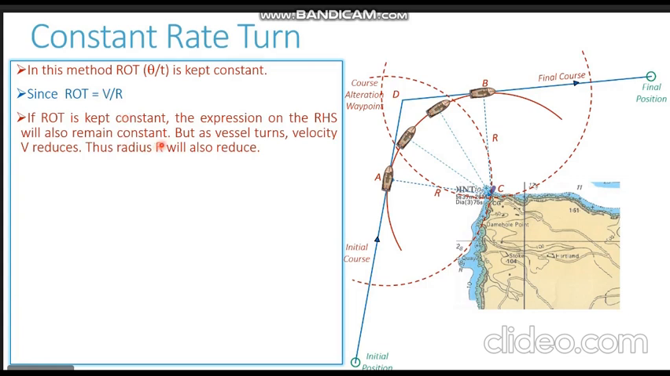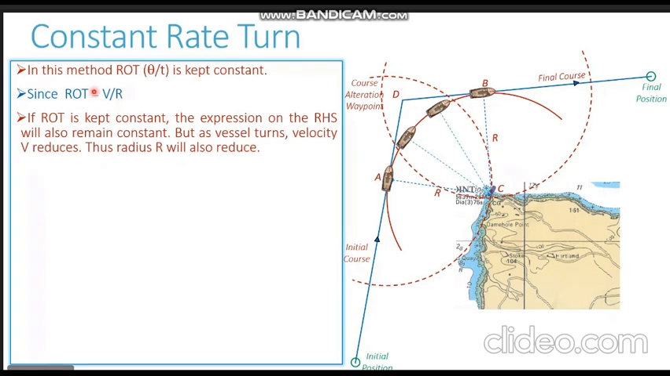But we are aware that whenever the vessel enters into a turn, the speed of the ship experiences a reduction. The reduction in speed will vary from ship to ship. It will depend upon the rudder angle which has been given, weather conditions, and many different factors. But there is a reduction in the vessel's speed as the vessel turns.